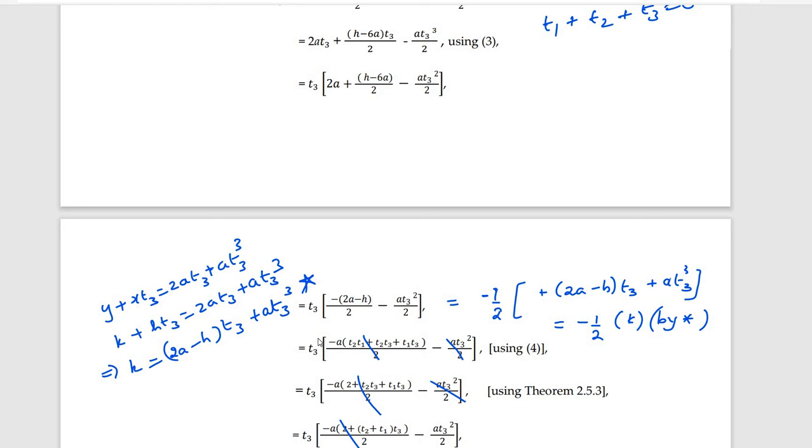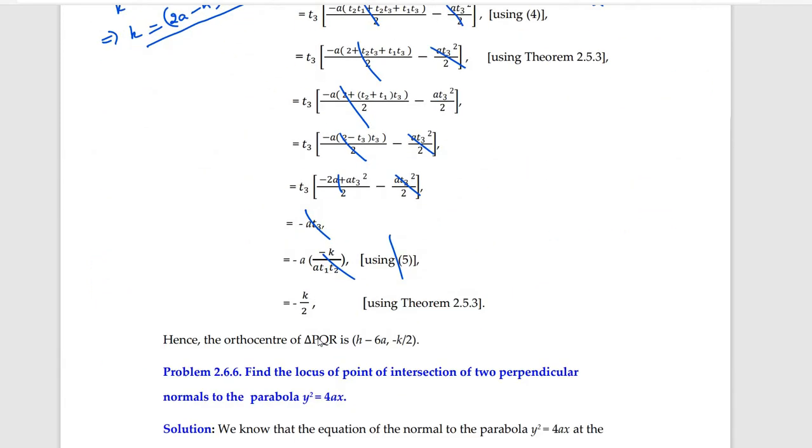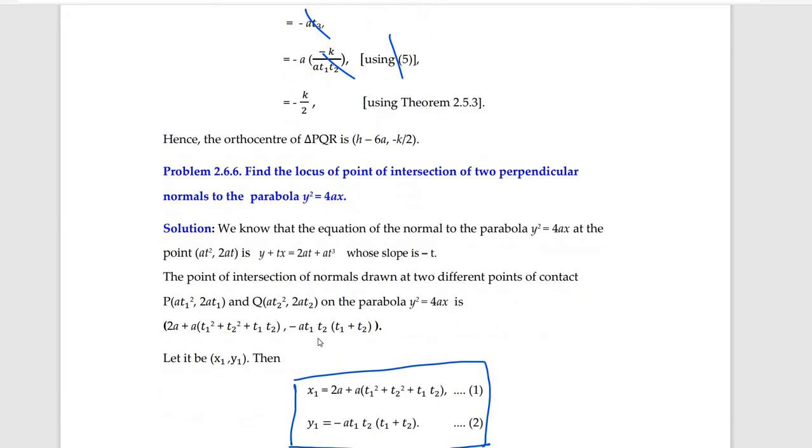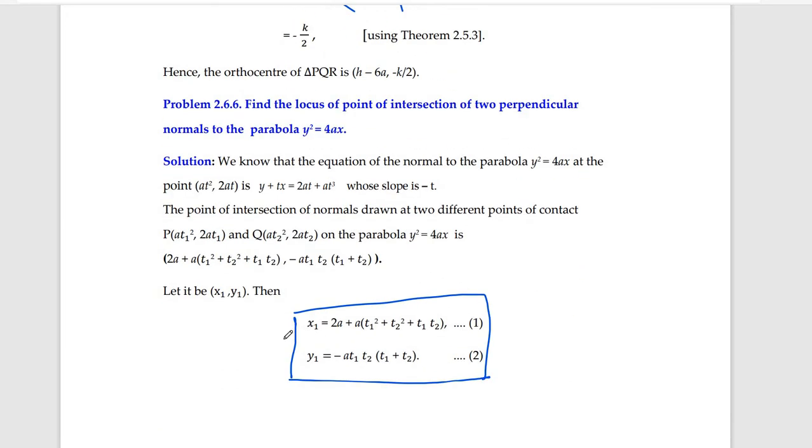Now if you look at the equation of the normal at t, this is the equation 2at plus at cube, but at t3 this is what we have, and because it passes through (h, k), this is what we have. So from here, k is nothing but this, and that is the term that we have here. So that is replaced by k. If we name this as star, using star, we have this. So we have the y coordinate to be minus k by 2. The x coordinate already is h minus 6a. Now that we have the y coordinate to be minus k by 2.